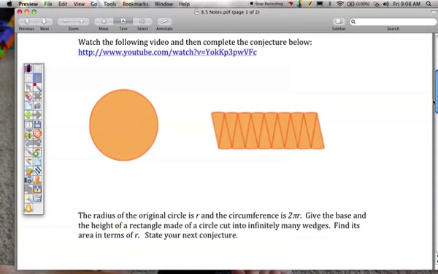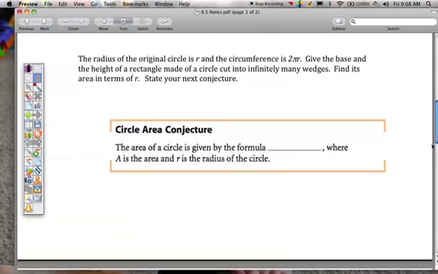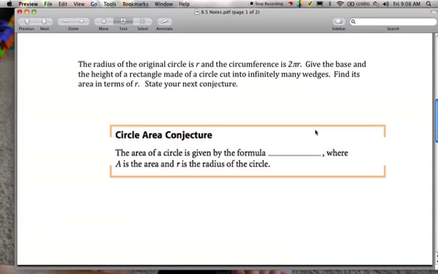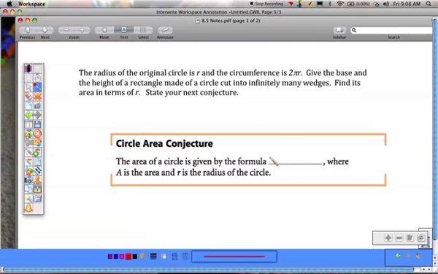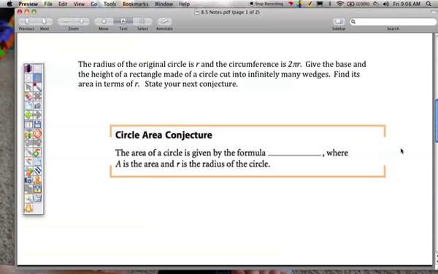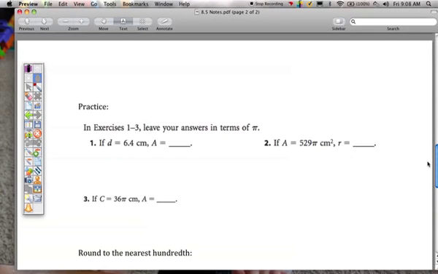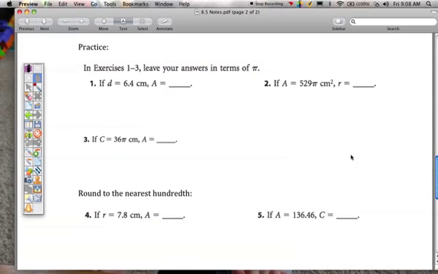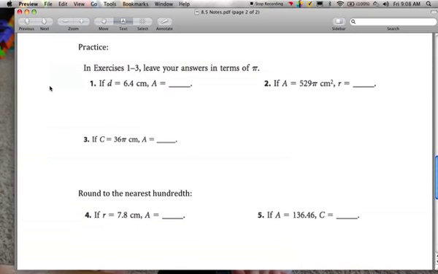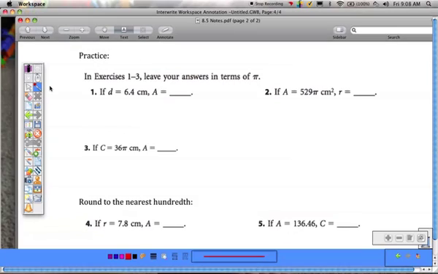Okay, so let's write that down then. The area of any circle is A equals pi r squared, where A, capital A, is the area, and r, lowercase r, is the radius of the circle. So let's practice a couple problems. For 1 through 3, it says leave your answers in terms of pi. What that means is instead of calculating out the decimal, whenever you have a pi, just leave the pi in the answer. It's called an exact answer because we leave it in terms of pi.